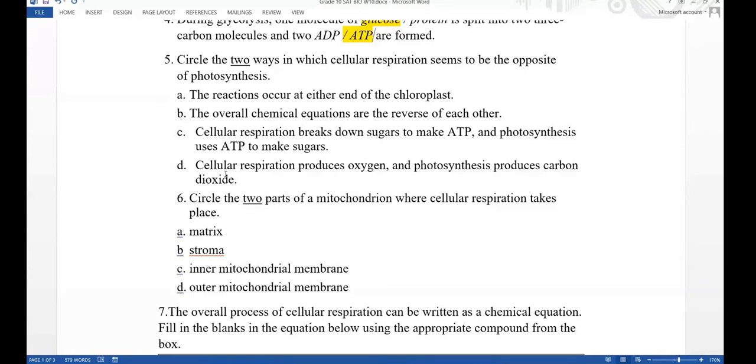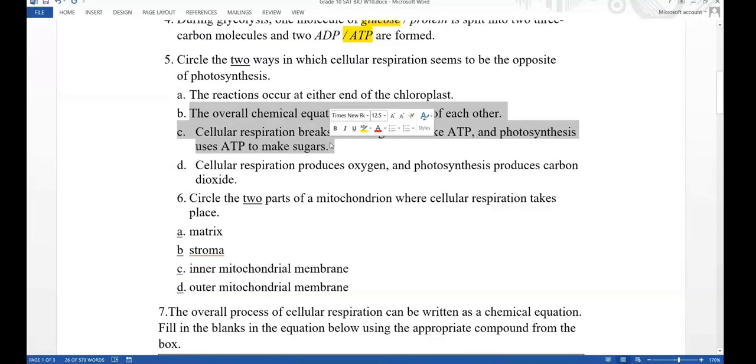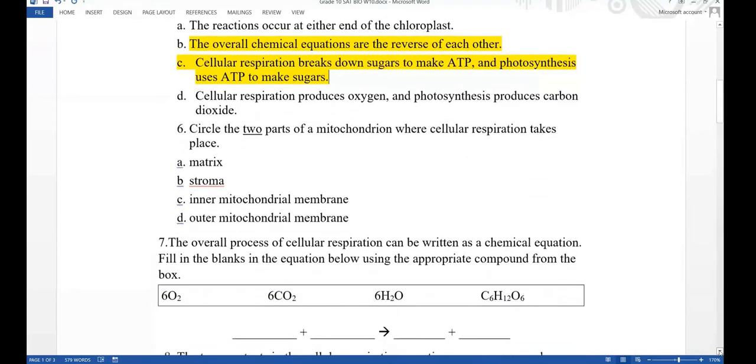The overall chemical equations are the reverse of each other, as we just discussed. Cellular respiration breaks down sugars to make ATP, and photosynthesis uses ATP to make sugars. So these are the two ways in which cellular respiration seems to be opposite to photosynthesis, B and C. Now let's move on to number 6.